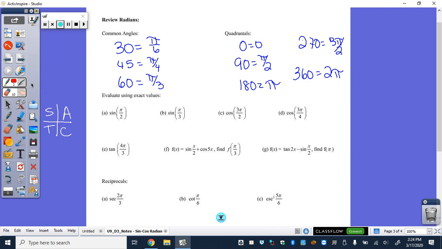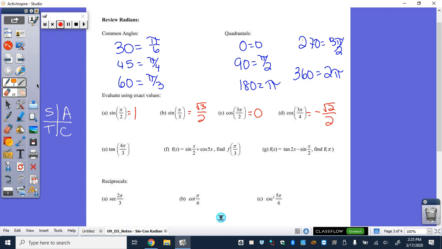So pi over 2 is 90. So we're looking here for the sine of 90, which is 1. Pi over 3, that's our 60, so the sine of 60 is radical 3 over 2. And again, I'm getting these values off of my unit circle. 3 pi over 2, that's 270, so cosine of 270 is 0. 3 pi over 4. So that means we have 3 times 45, so that's a 135. That puts me in quadrant 2, so it's negative. Reference angle is a 45, so negative radical 2 over 2.